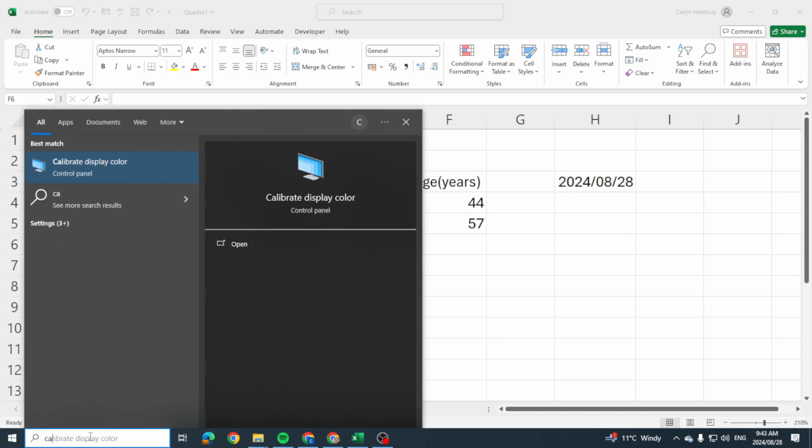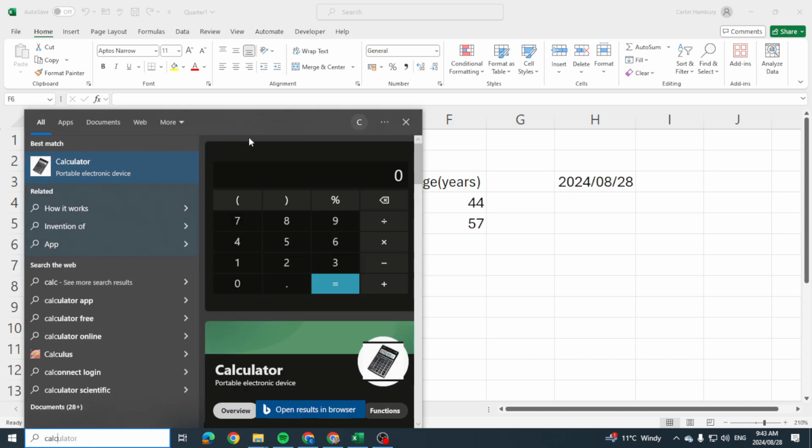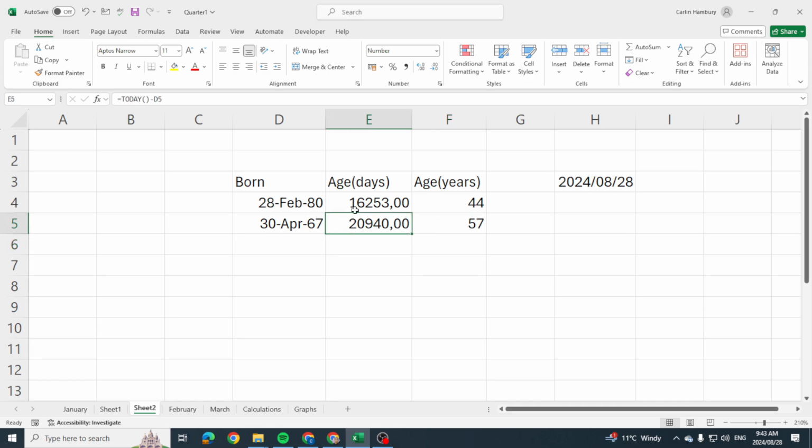Okay, so let's go and check in the calculator. We should have a rough estimate of what this will be. If I take 44 and multiply that by 365, I should end up with around 16,000. And if I go with 57 times 365, I should end up with around 20,000. Do I have around 20,000? Yes. Around 16,000? Yes, I do. Obviously, this is taking into consideration all the days in between those months. So there you can see, in order to get the days, this is what I have done there. And then I've taken that answer.